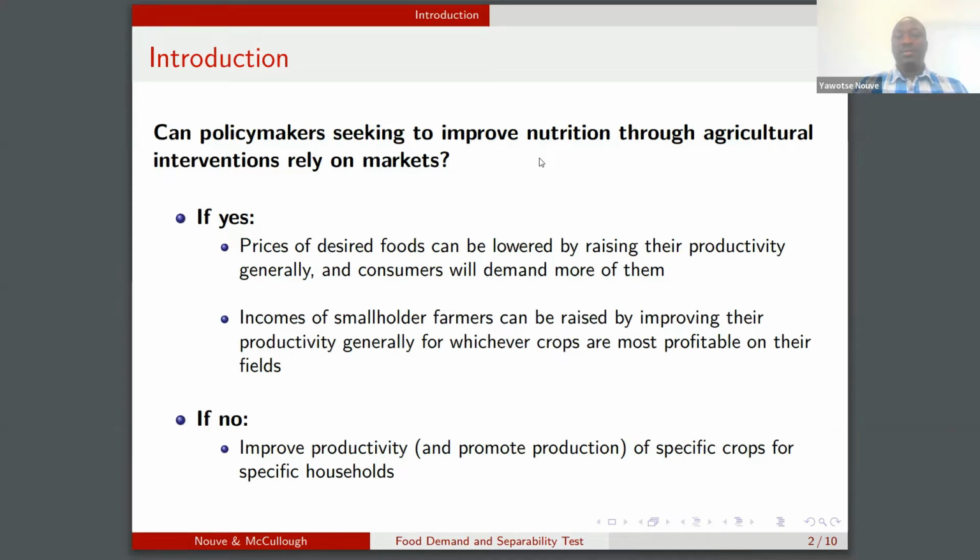If the answer to that question is yes, that is policymakers can rely on market to improve nutrition, one possible way to do that is by lowering food prices, by raising or improving crop productivity in general. Another possible way is by raising smallholder farmers' income, by improving the profitability of their activity, their crop production. But if the answer to that question is no, policymakers cannot rely or trust agricultural market to improve nutrition. So it is better to promote the production of more diversified and more nutritious crop for farmers to grow.